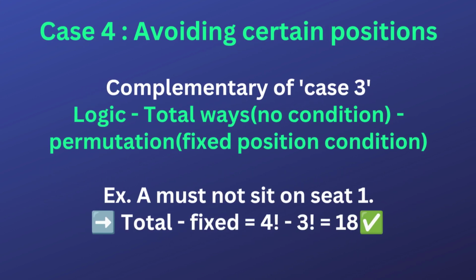Case 4. Avoiding certain positions. This is the complement of case 3. For example, arrange A, B, C, D in such a way that A must not sit on seat 1. Solution. The total ways with no conditions for 4 objects is factorial 4, and the permutation of the fixed position we previously did is factorial 3. So the permutation of A not sitting on seat 1 is the total minus A sitting on seat 1. That is factorial 4 minus factorial 3, which is equal to 18.